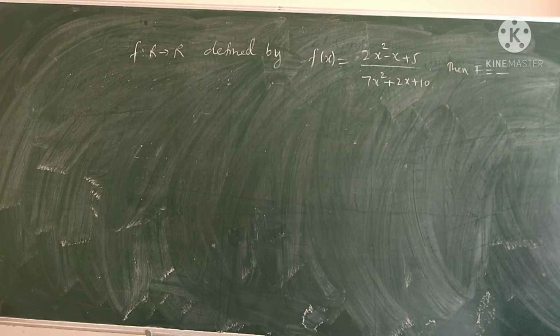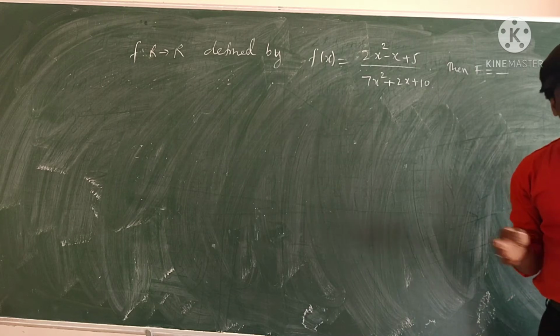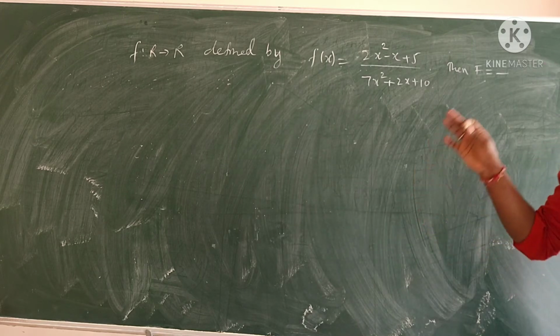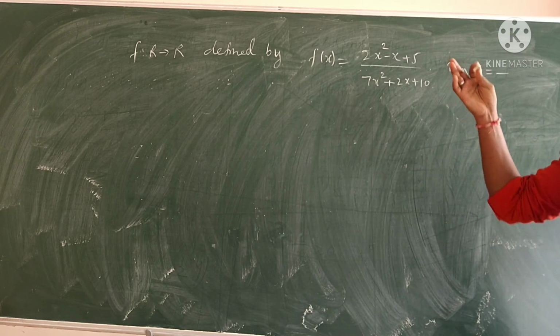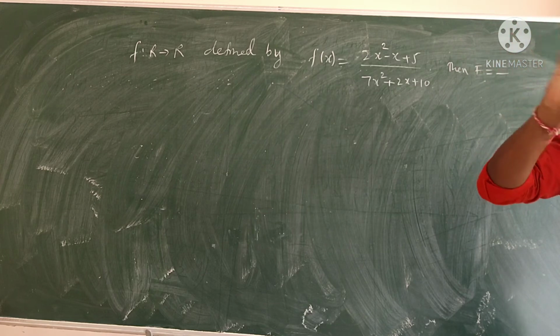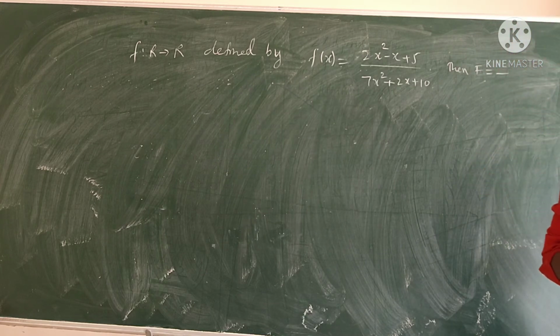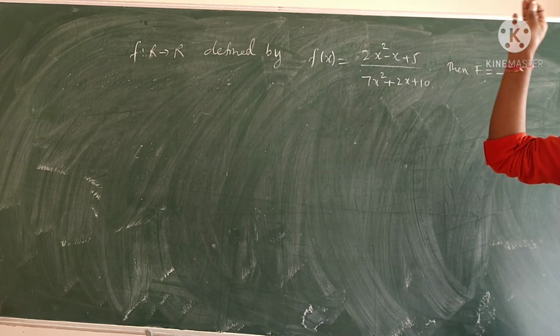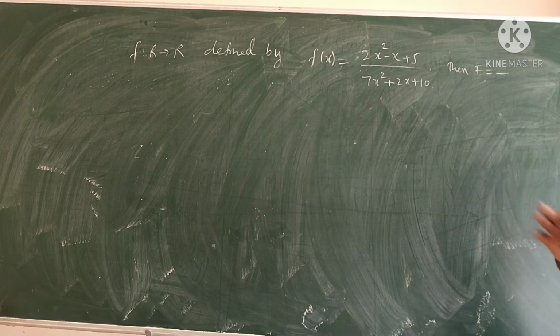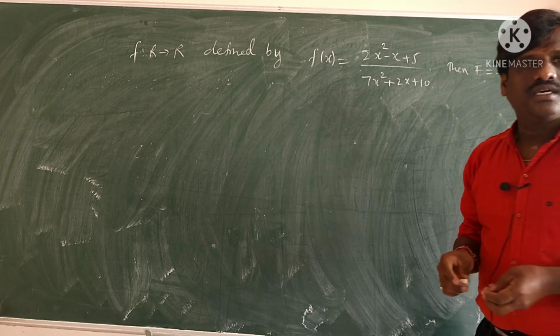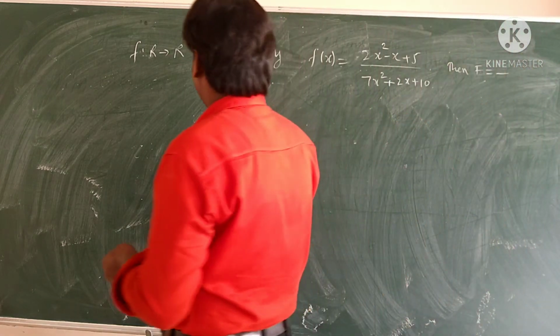What is the one-one condition? f of x1 is equal to f of x2, that you would take, but there is no need because it is not one-one. You will not get that. If you have a quadratic by quadratic, it is not a one-one function. Differentiation you can do, but that is a very big thing, so no need to do such things. Clear? Okay, now one-one is not there.